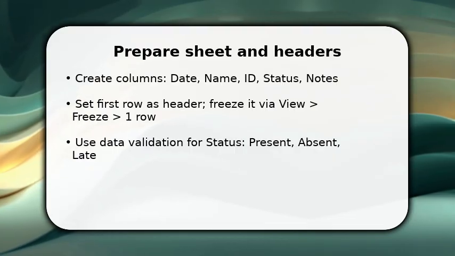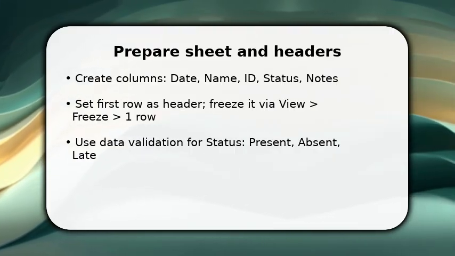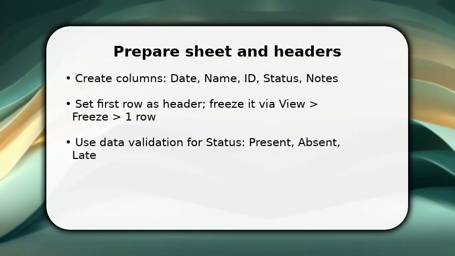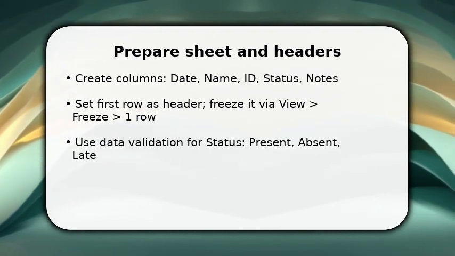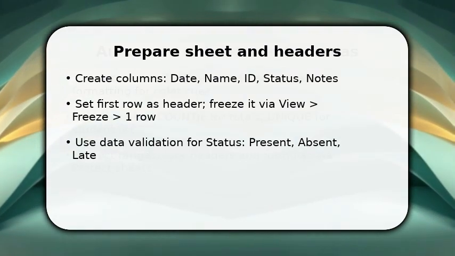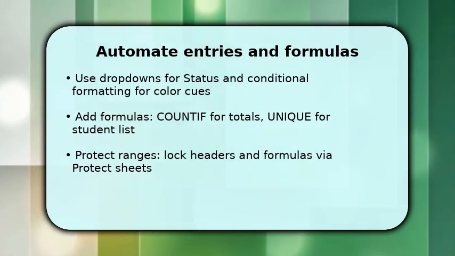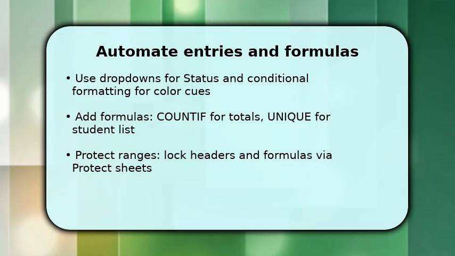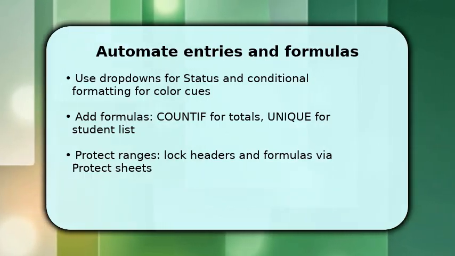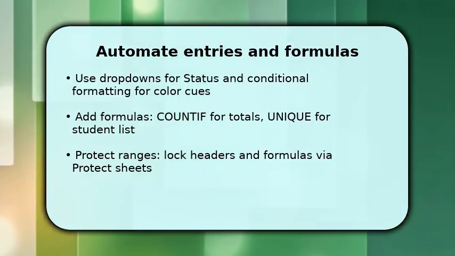Make sure columns are sized for names and ID, and format the date column with a consistent date format to prevent parsing errors. You now add automation. Set dropdowns for status and apply conditional formatting so present becomes green and absent red. Visual cues speed review. Next, insert formulas.